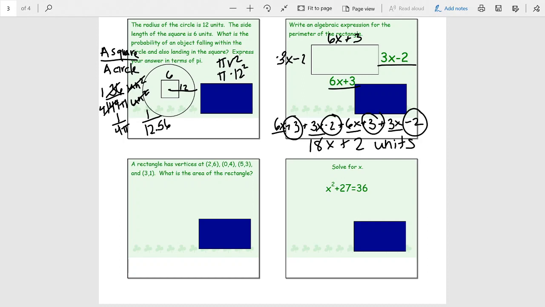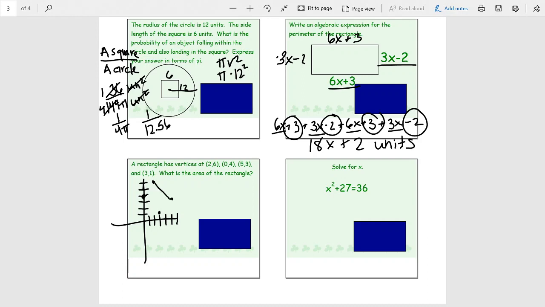All right, a rectangle has vertices at (2, 6), (0, 4), (5, 3), and (3, 1). Let me just quickly draw this, and then we can find the area of the rectangle. So we have one at (2, 6), and (0, 4), (3, 1), and lastly (5, 3).